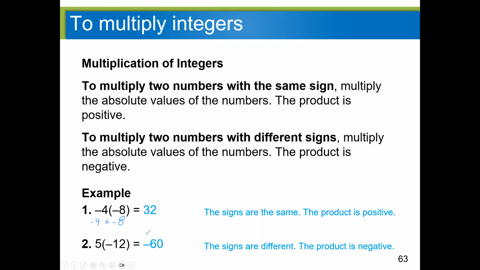So what am I doing here? Well, I have 4 individual -8s I'm adding together, because multiplication is shorthand for addition, and I'm throwing a negative sign right out the front of it.